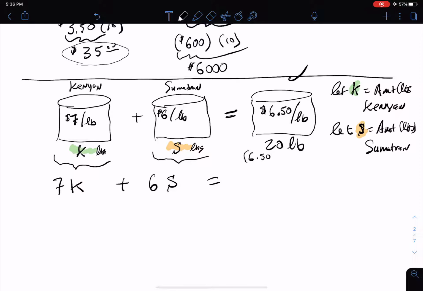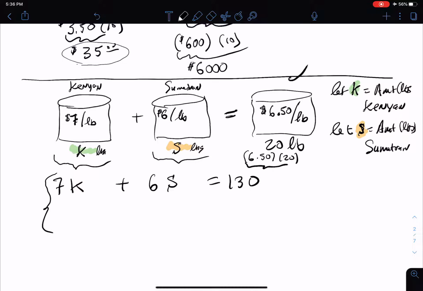So now we've got the result. What we need is $6.50 per pound. And how many pounds do we have? 20. That's what they gave us. So when I multiply that little bit together, 6.50 times 20, and we get what? 130, I believe. Yeah, 130. So that is the harder equation to figure out.